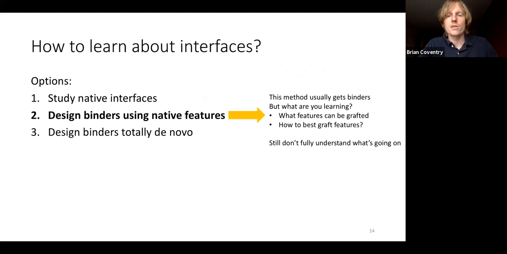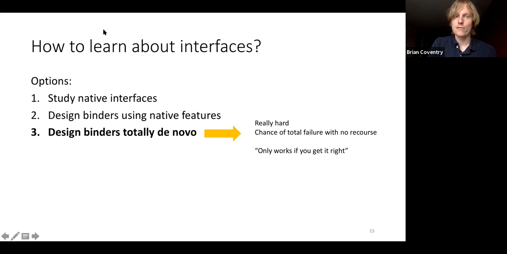And so the other thing you could do is just take parts of native interfaces. Although this works, and you definitely get binders, you don't quite learn as much. One of the things you really start to figure out is you get really good at grafting parts of proteins, but that's not quite understanding how interfaces work. You're getting good at grafting, you're not getting good at understanding how interfaces work, which brings us to our strategy, the totally de novo way.